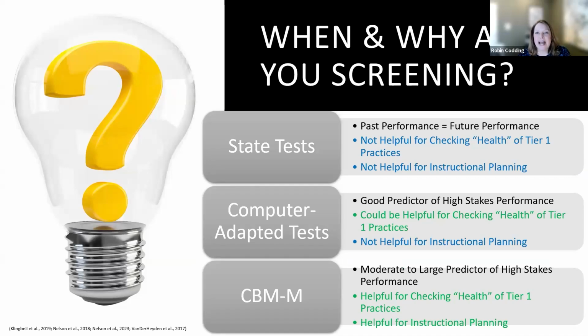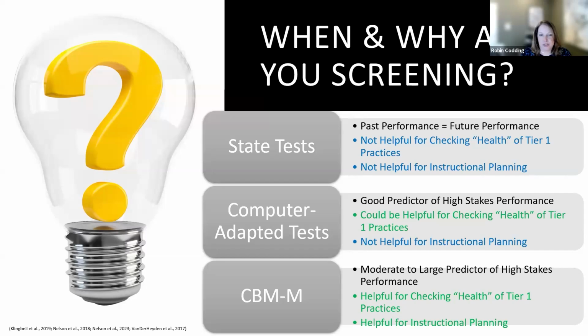So what do we know? Why and when are you screening? So I already mentioned state tests. So state tests, right, are high stakes outcome measures. The thing that we've learned in the literature, and I know mainly we're talking about elementary age students here, but I want to just address this really quickly. What we have learned is that at that secondary level, the best predictor of future performance on a high stakes state assessment is past performance on that same assessment tool. So state tests are the best predictor of future performance on the state test. So that's the first thing to consider when we think about state tests. The problem with state tests for any other kind of decision that you might want to use for screening is that they're not helpful for checking the health of tier one practices necessarily, and they're not helpful for instructional planning, right? They don't allow us to drill down. They're just these broad outcome measures.